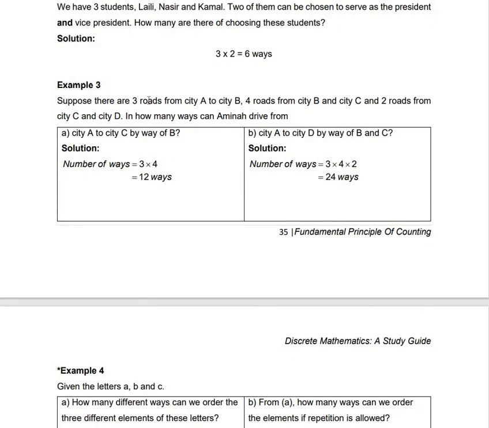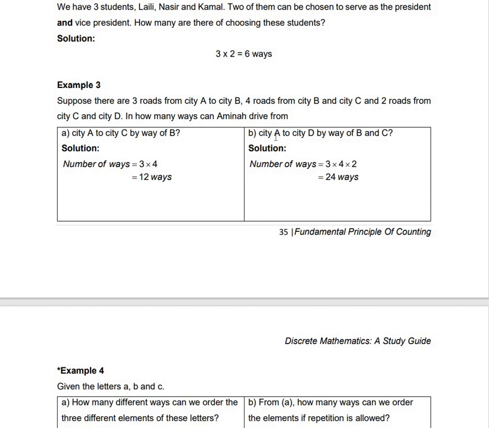Example number 3. Suppose there are 3 routes from city A to city B, 4 routes from city B to city C, and 2 routes from city C to city D. In how many ways can Amina drive from city A to city C by way of city B? From A to B there are 3 routes, then B to C there are 4 routes. So 3 times 4. We have to go through all those roads.